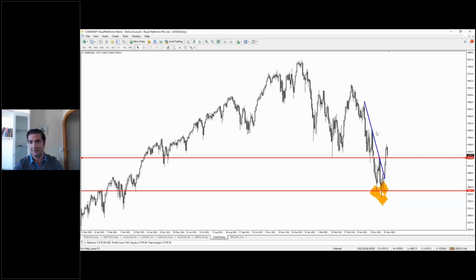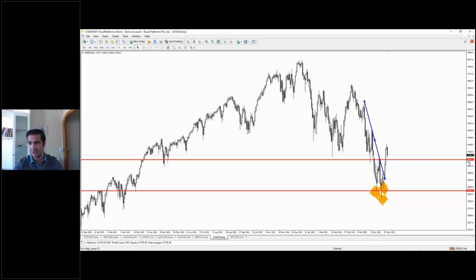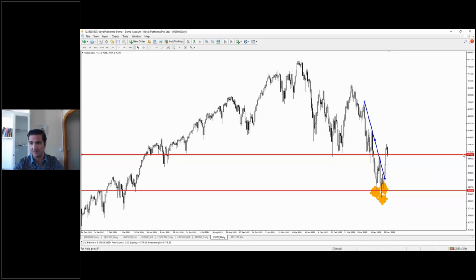And then we have a breakout of the structure. The blue line is broken to the upside. We have good momentum, big bullish bodied bars breaking and closing above the 4,100 resistance, which is the one I'm talking about. We have a break above it, which is a good sign.